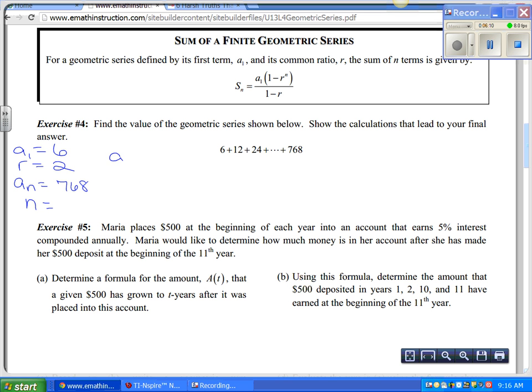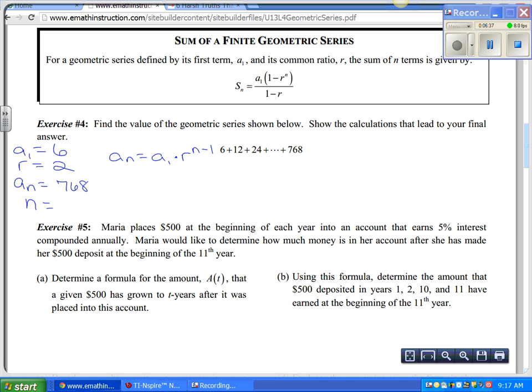The a sub n formula, what is it? What's wrong with using that one? Yeah, it's arithmetic, right? Do I want an arithmetic formula to solve a geometric sequence? Times r, yeah. Good, raised to the n minus 1. Good, that's the formula we're going to use.